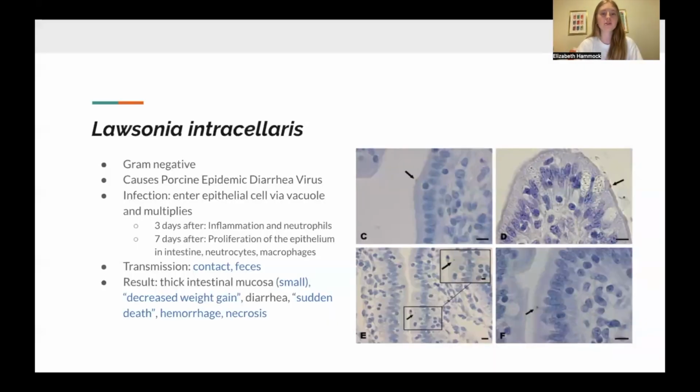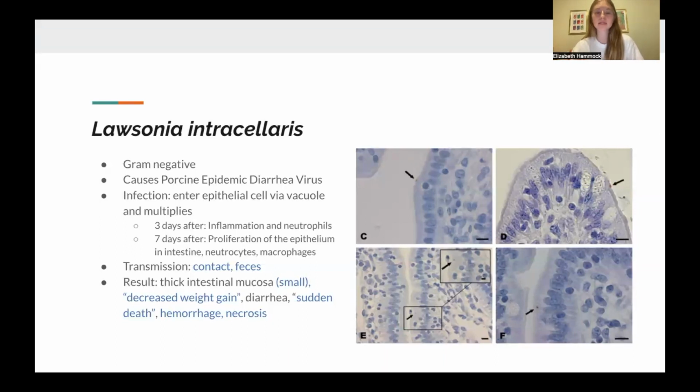Starting with Lawsonia intracellularis, it is a gram-negative bacteria and causes porcine proliferative enteropathy. We can see these brown stains in the images. This is Lawsonia intracellularis. The infection may occur after the bacteria enters the epithelial cell, typically by a vacuole, and then it will multiply there in the cell. We'll see 3 days after there will be inflammation, neutrophils, and then on 7 days, there will be proliferation of the epithelium in the intestine, specifically in the small intestine.